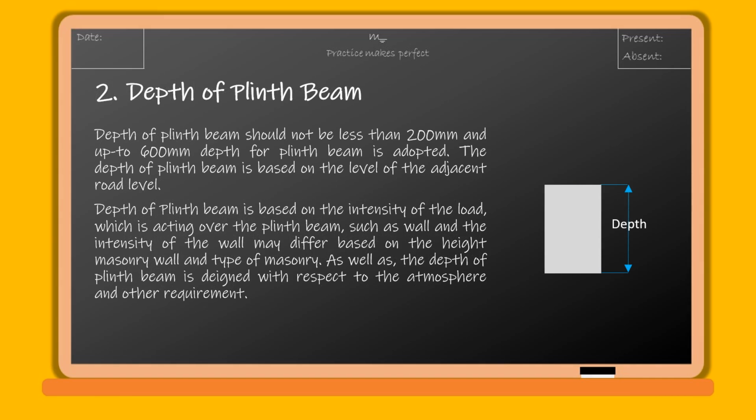Depth of plinth beam should not be less than 200 mm, and up to 600 mm depth for plinth beam is adopted. The depth of plinth beam is based on the level of the adjacent road level. Depth of plinth beam is based on the load, which is the intensity of load from the masonry wall, acting over the plinth beam. Intensity of the wall may differ based on the height of masonry wall and type of masonry. Mostly, height of the masonry wall will be 3 meters. As well as, the depth of plinth beam is gained with respect to the atmosphere and other requirements.